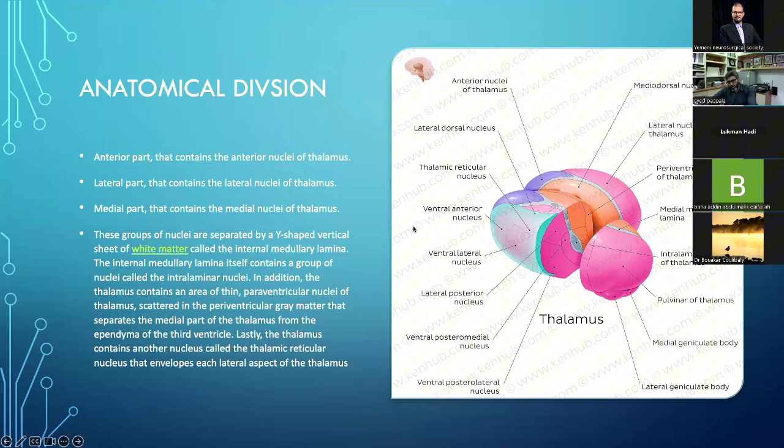When you look at the gross anatomy, the thalamus, as I told you, the anterior parts are coming closer and the posterior poles are falling apart. And this is the left-sided thalamus.